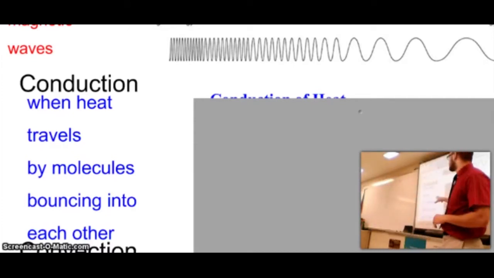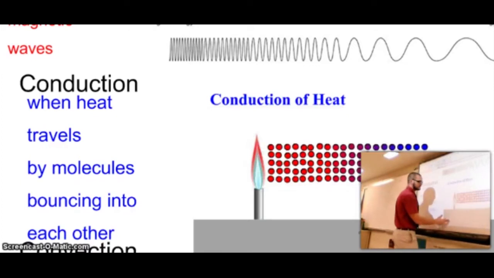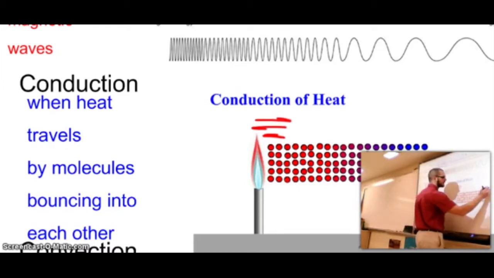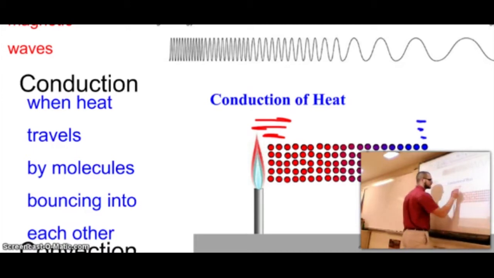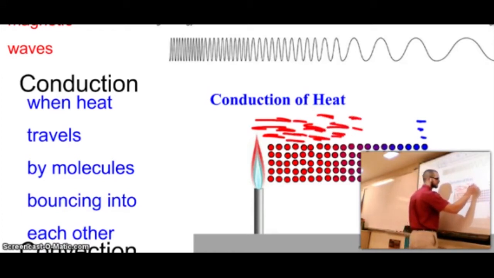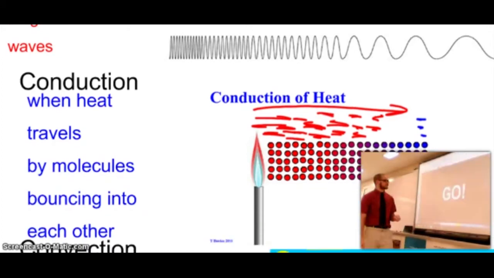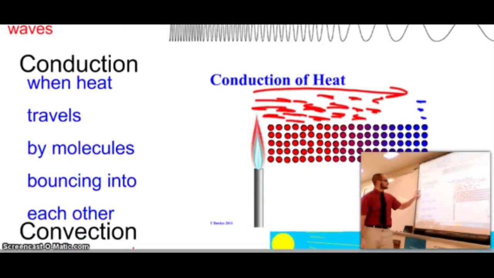And we're not going to belabor this one because conduction of heat, it's really not that complicated. You've got molecules that are moving really fast, back and forth. On this end you have molecules that are just barely moving at all. And as these molecules bounce into each other, that heat travels from the hot to the cold. That's conduction. The last one we'll talk about is convection.